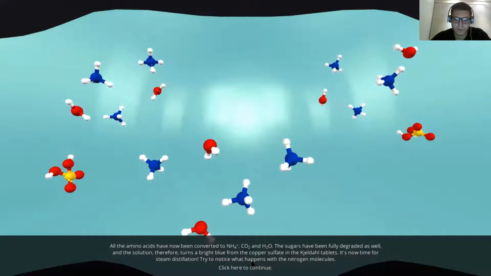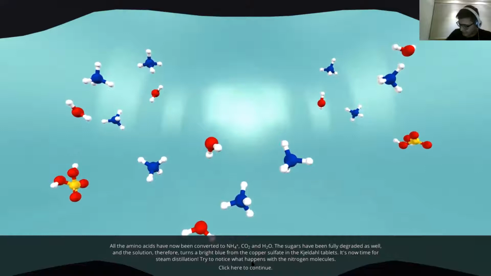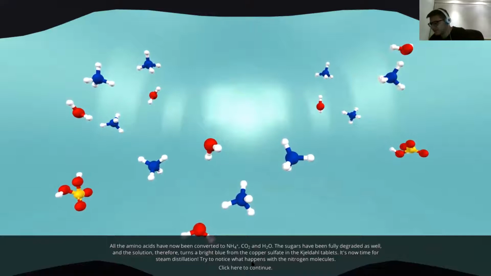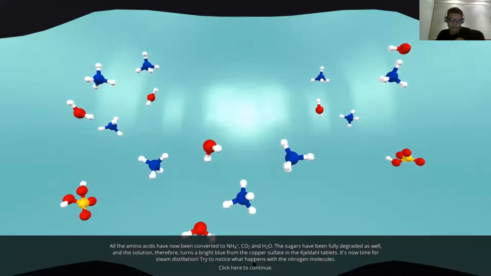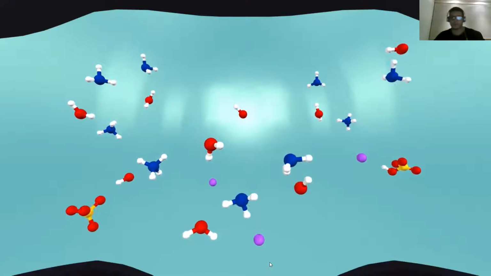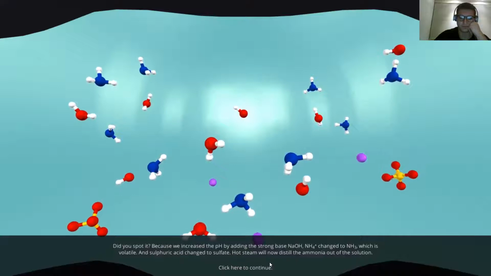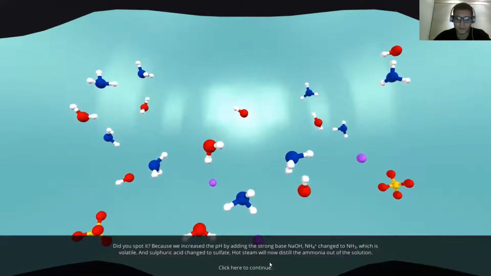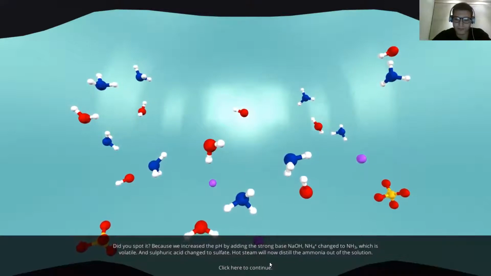The sugars have been fully degraded as well, and the solution, therefore, turns a bright blue from the copper sulfate in the Kjeldahl tablets. It's now time for steam distillation. Try to notice what happens with the nitrogen molecules. Did you spot it? Because we increased the pH by adding the strong base sodium hydroxide, NH4+ changed to NH3, which is volatile. And sulfuric acid changed to sulfate. Hot steam will now distill the ammonia out of the solution.